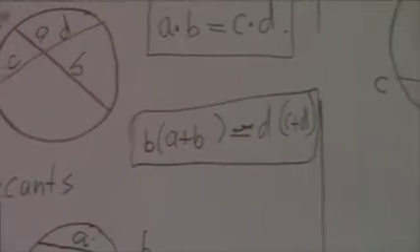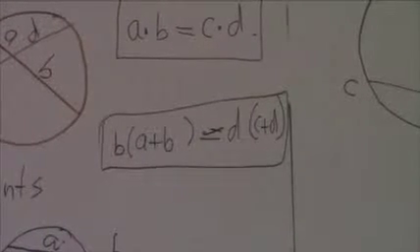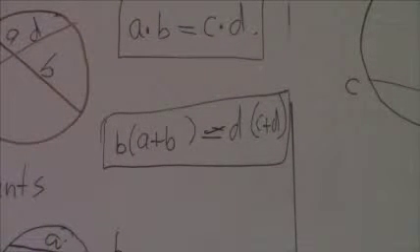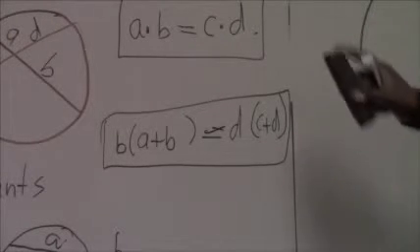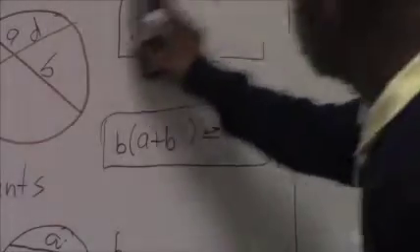Okay. Then we have one last one, which has to do with a secant and a tangent. So let's look at that one. We're going to just move this one right over here. That's number 4.